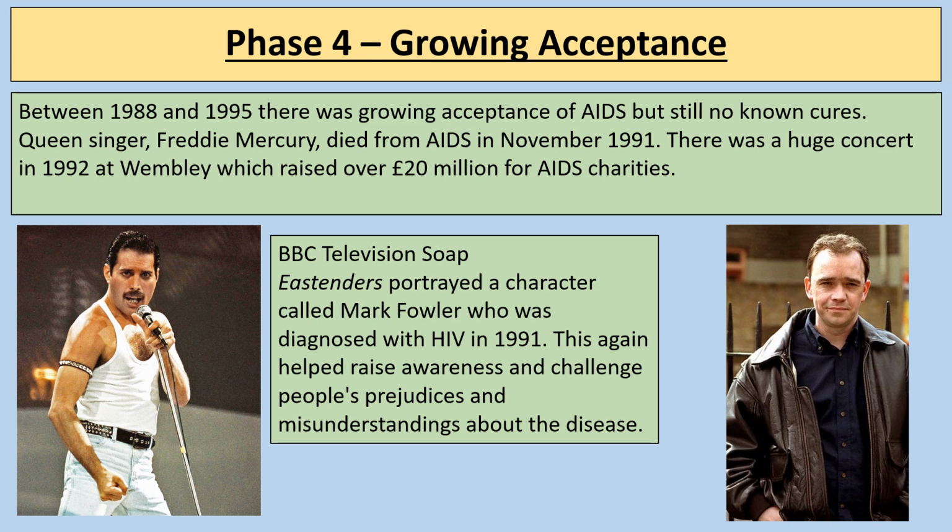Queen singer Freddie Mercury died from AIDS in November 1991. There was a huge concert in 1992 at Wembley, which raised over 20 million for AIDS charities. And in terms of the BBC television soap EastEnders, it portrayed a character called Mark Fowler, who's pictured there, who was diagnosed with HIV in 1991. That helped raise awareness and challenge people's prejudices and misunderstandings about the disease.